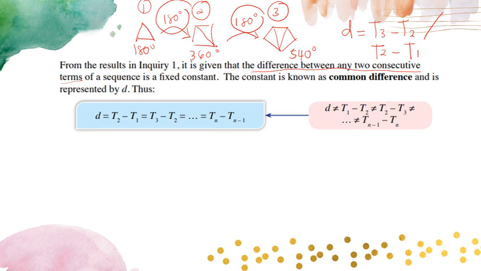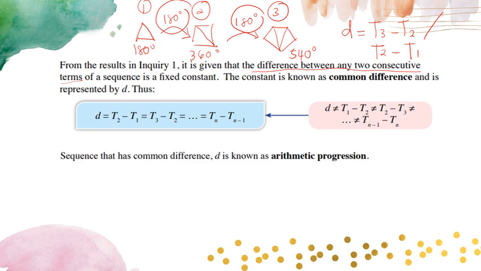If you want to find the common difference, it is not the first one minus the second one, or the second one minus the third one. No, it cannot be like that. You should do the third one minus the second one, or the second one minus the first one, not vice versa. A sequence that has a common difference is known as an arithmetic progression. So this is what we are going to learn today.